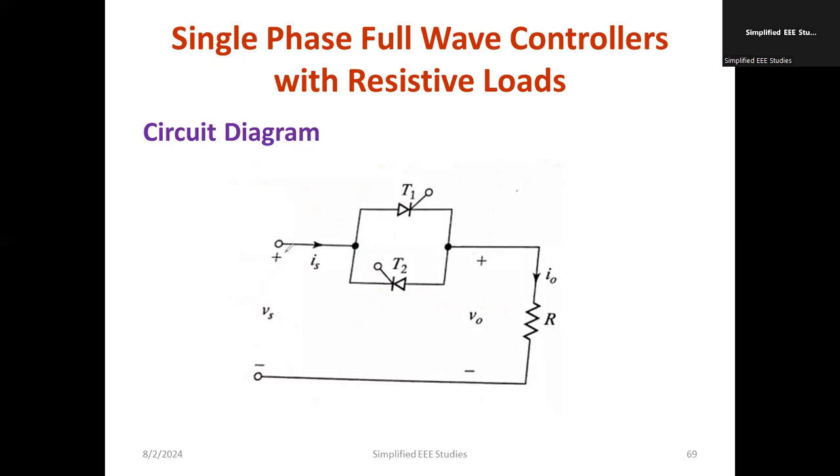Here, Vs is nothing but the input voltage. It will have a positive half cycle and a negative half cycle. I can represent it like this. We have the positive half cycle. This is the negative half cycle.